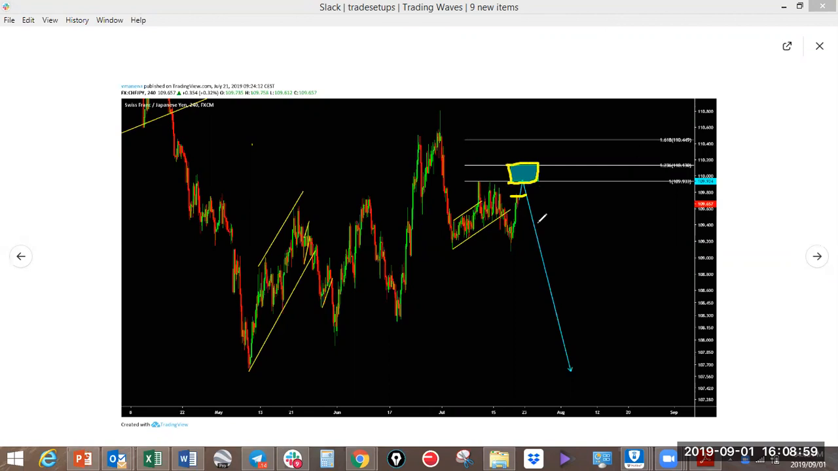Now, this is that corrective structure that we were looking for. It started with a corrective structure, played out like this. Okay, and then eventually it made a pullback in 3 waves, so that means you had 3 up, 3 back, and we could see that we have a clear regular flat. So right from the blue box, you see the drop.